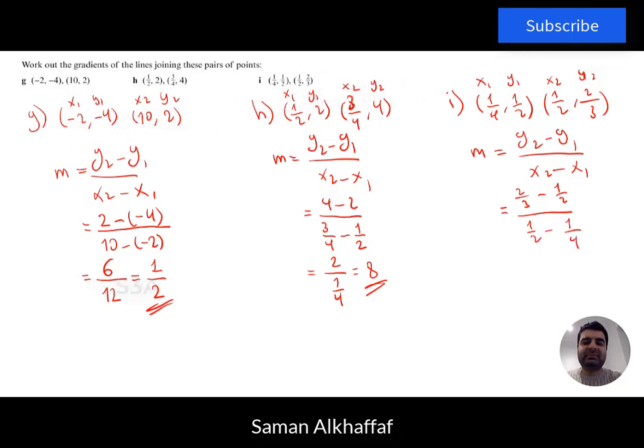So in this scenario, we'll simplify these two, so it will give us 1/6 in the numerator over a quarter in the denominator. So in this scenario, we would have 4 over 6, which will give us 2 over 3 as the answer for the gradient for these 2 points.